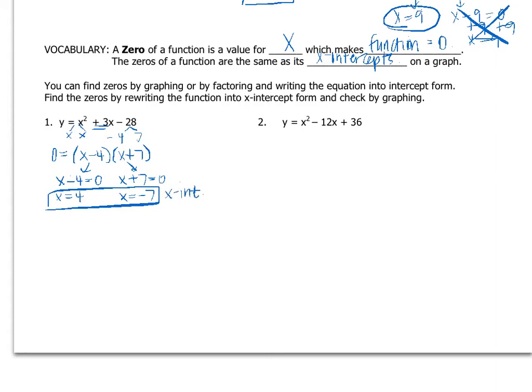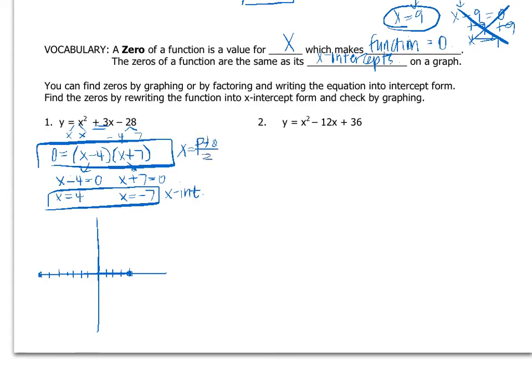What I can do now is look at a graph, and I can go to negative 1, 2, 3, 4, 5, 6, 7, and plot a point, and I can go up to 4 and plot another point. And these are my 2 x-intercepts. Now, according to what we did in section 4.2, if this is intercept form, then to find the x-coordinate of my vertex, I take p plus q and divide it by 2. So I'm going to do that to find my vertex.